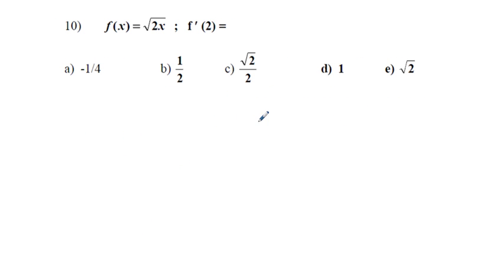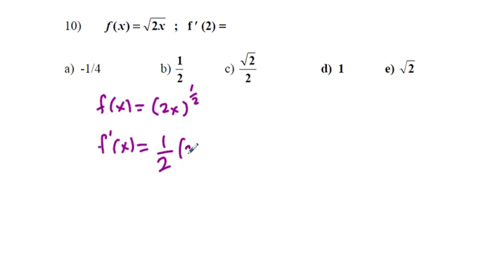Next, 10. f of x equals square root of 2x. Then f prime of 2 equals, well, we're going to do a rewrite here. f of x is equal to 2x to the 1/2 power. And so f prime of x is equal to 1/2, and we're going to have 2x to the negative 1/2 power, and then using the chain rule differentiation, we're going to multiply by 2. And so we have 2 times 1/2, we have 2x to the negative 1/2 power.